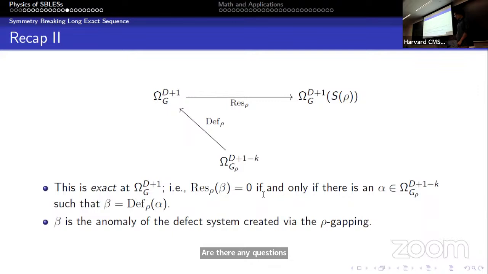So to move on, I just want to look at this last step along the exact sequence, taking three different maps.